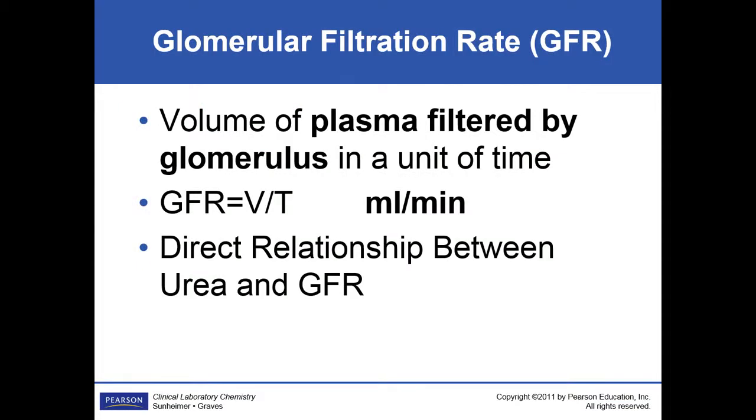We're concerned with the glomerular filtration rate, GFR. It is the volume of the plasma that is filtered in the nephron through the glomerulus per unit of time. So it will be resulted as mils per minute. There is a direct relationship between the volume of urea and your glomerular filtration rate.